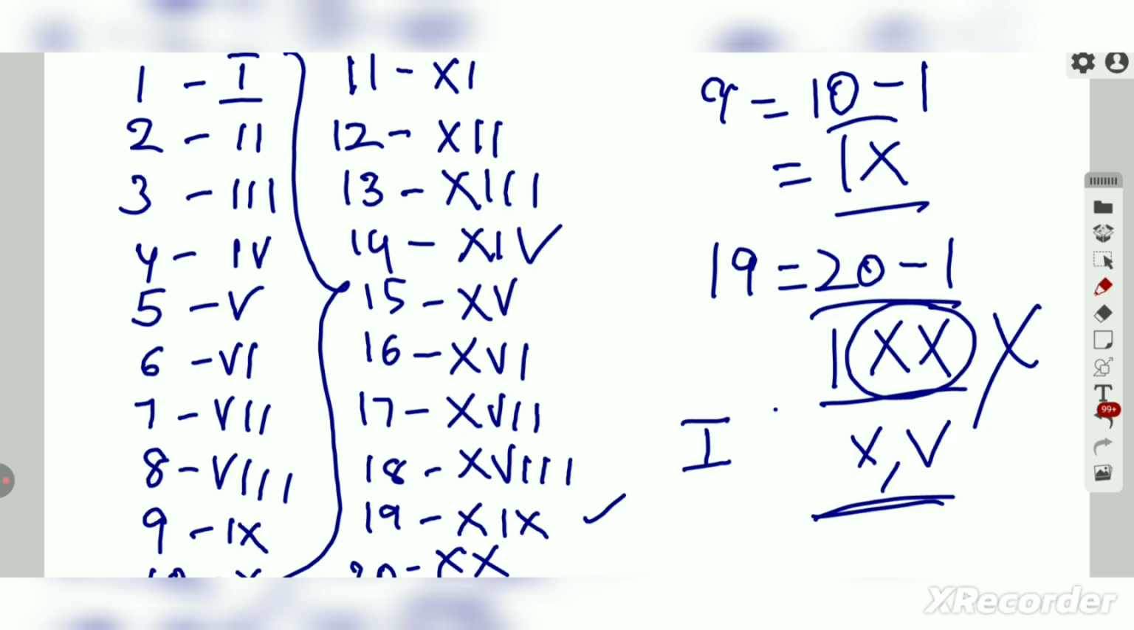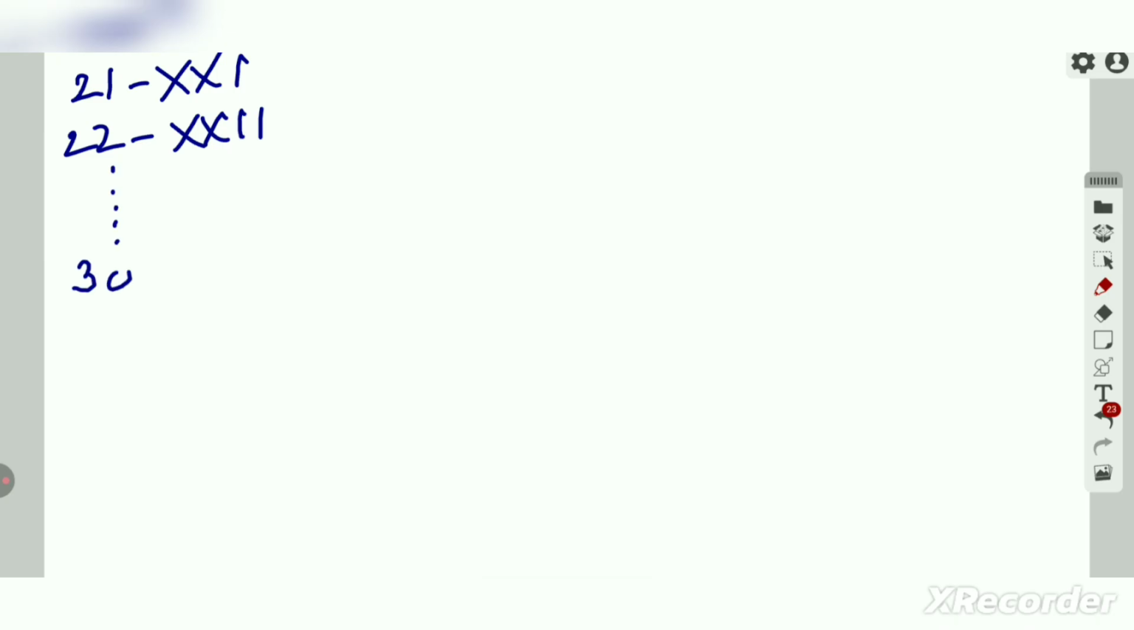So we got till 20. What about the remaining ones? From 21 onwards, the same thing. 21 is 20 plus 1. 22 is 20 plus 2. It goes on like that. What is 30? 30 is 10 plus 10 plus 10. That is XXX. Again 31 is 30 plus 1. It goes on like that.